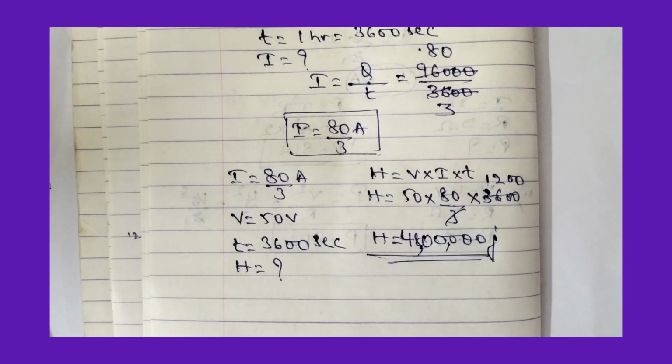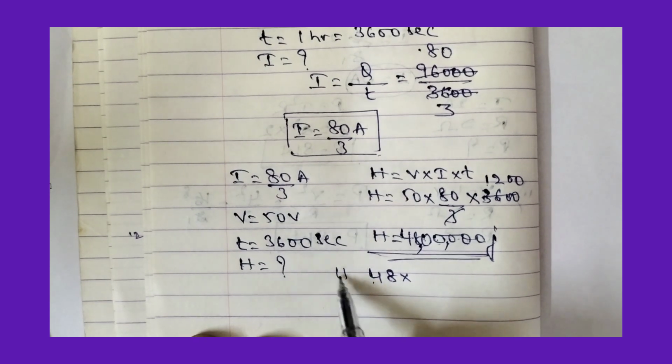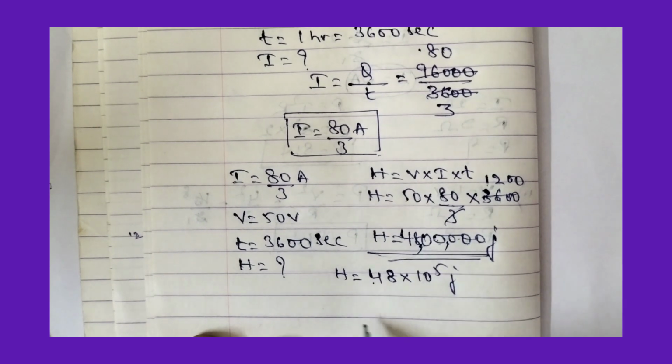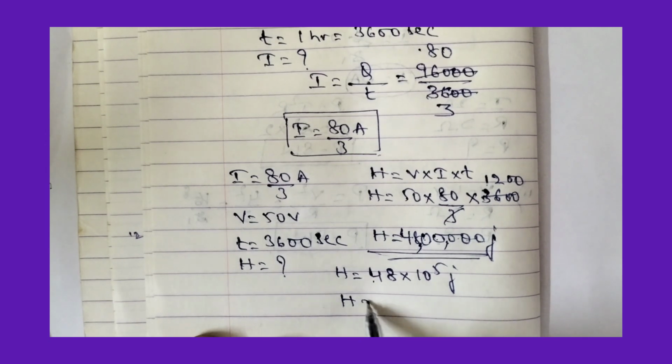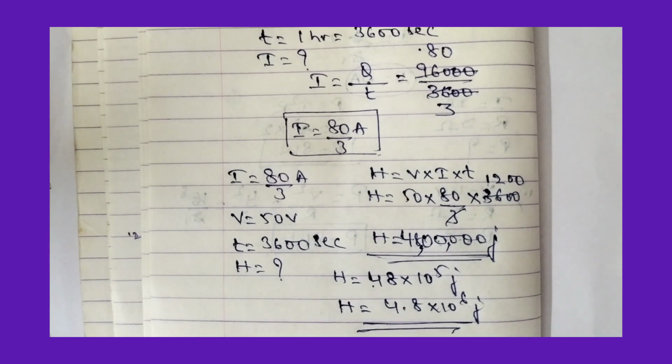So we can calculate it like this, or we can also write it in powers. You can write it as 48 into 10 to the power of 5 joules, the heat generated. Or even you can write it as 4.8 into 10 to the power of 6 joules. You can write it this way also if you like. So the heat generated is 4.8 into 10 to the power of 6 joules.